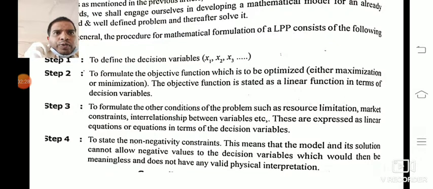So step 4 explains that, to state the non-negativity constraints, the x1, x2, x3 values you are going to find out should all be greater than or equal to 0. There should be non-negative values.